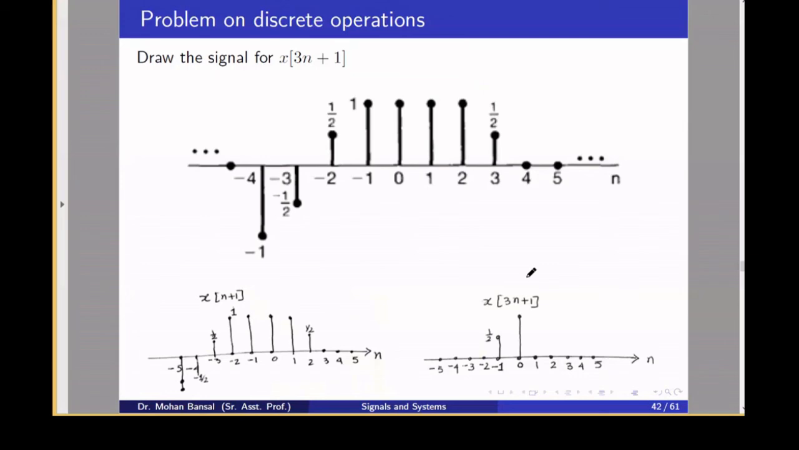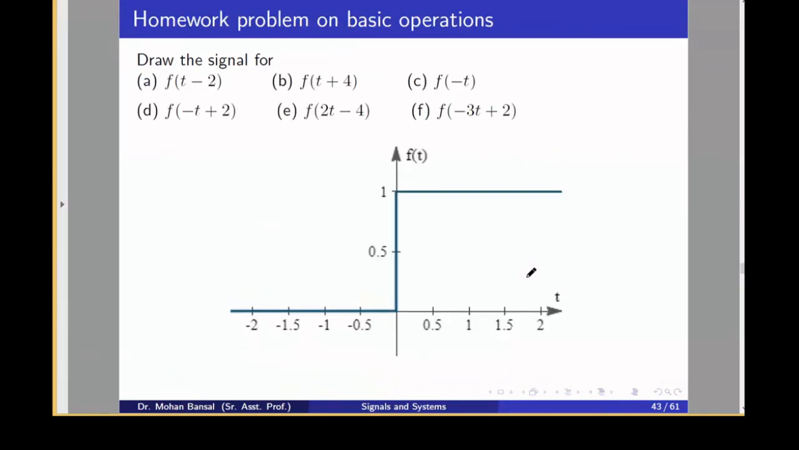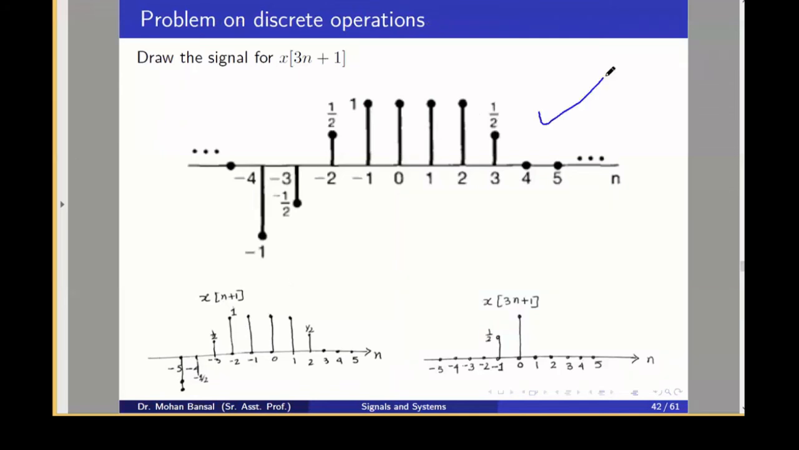Yes, sir. This is x(3n+1) in discrete time. In the discrete time signal, this is the original signal x(n). You will have to plot x(3n+1). First, you just shift the signal by 1 to the left because of the plus 1. So it will start at -5 and it will end at 2. This is the signal shifted to the left by the amount of 1.